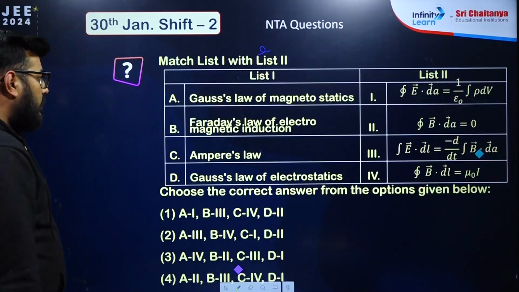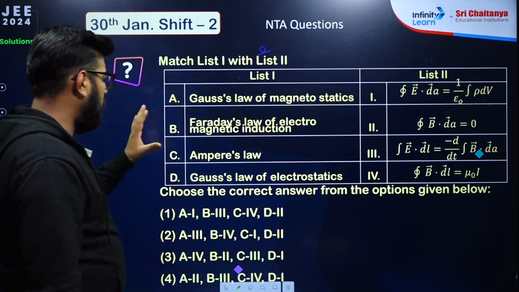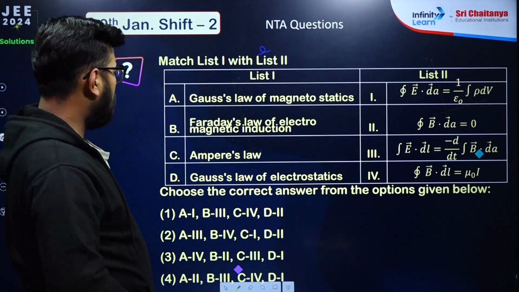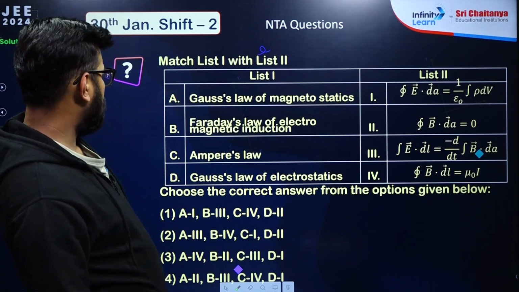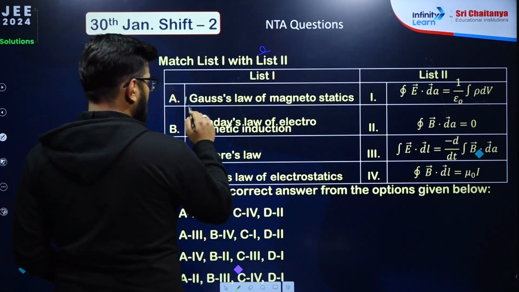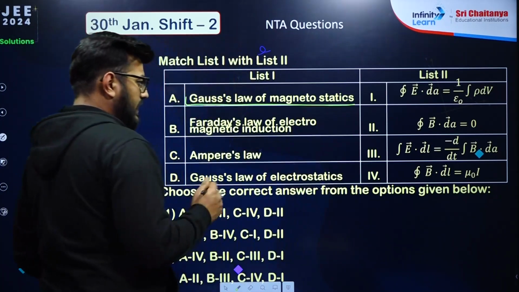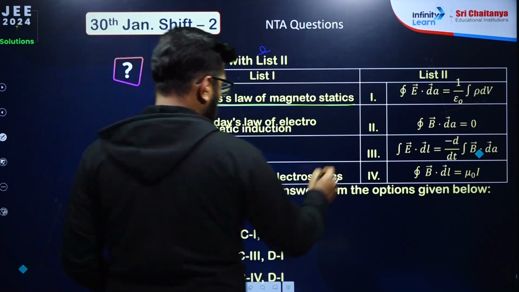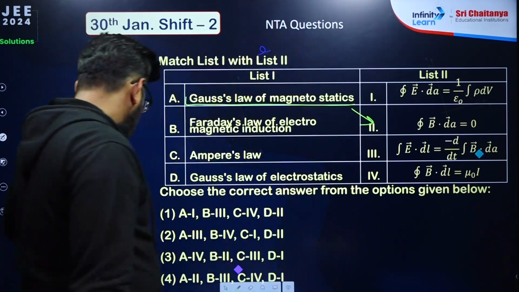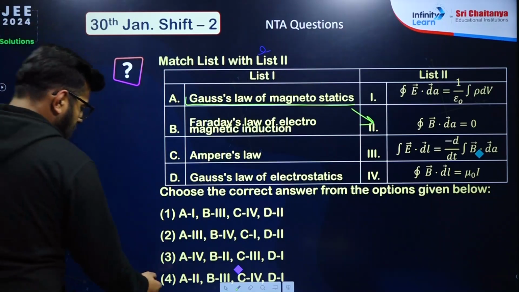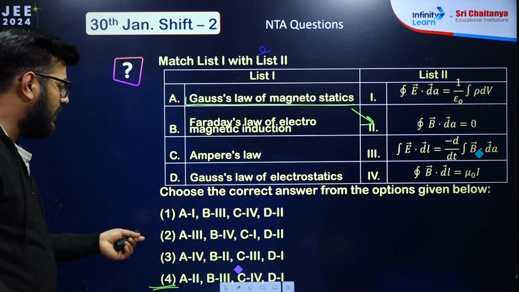Moving ahead for the next one over here, we need to match them. So Gauss law of magnetism, what is Gauss law in magnetism or magnetostatics? Sir, it is obviously integration of B dot dA is equal to 0. So A option obviously is matching with the second one. A matching with the second one is only present in option number 4. Through that only you will get the answer.